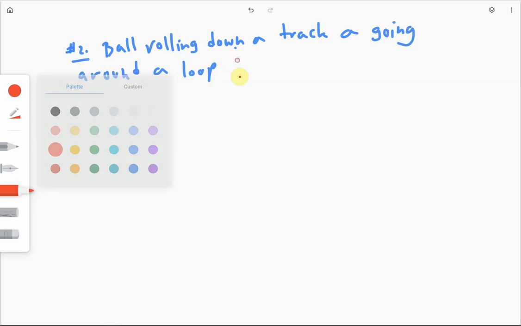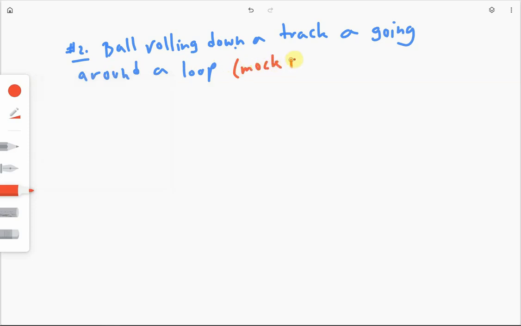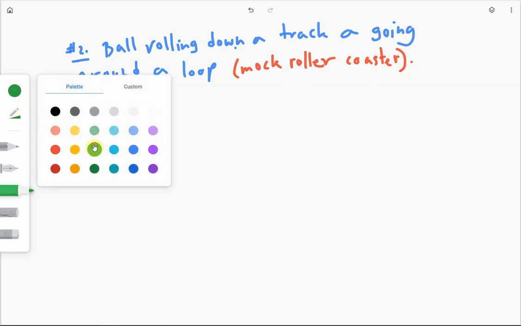All right, mock, why? Because you don't have a ball rolling on a roller coaster. You have a cart that is going over the roller coaster in circles and highs and lows and stuff. So this is actually a classic kind of example for examining your understanding of energy and work. All right. Okay. So let's draw out a diagram for this.